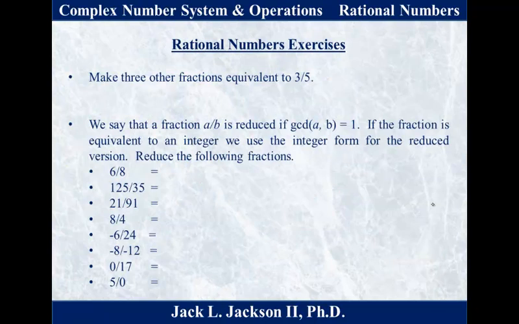Alright, a couple more exercises here. Make 3 other fractions that are equivalent to 3/5. So they're going to be equal as numbers, but they're going to be different-looking fractions. Now we say that a fraction a over b is reduced if the greatest common divisor, or greatest common factor, of the numerator and denominator is 1. If it turns out to be equivalent to an integer, then we just use the integer form as the reduced version. So here are several fractions. Go ahead and reduce those, and do this other question as well. Please do that now. Press pause now.